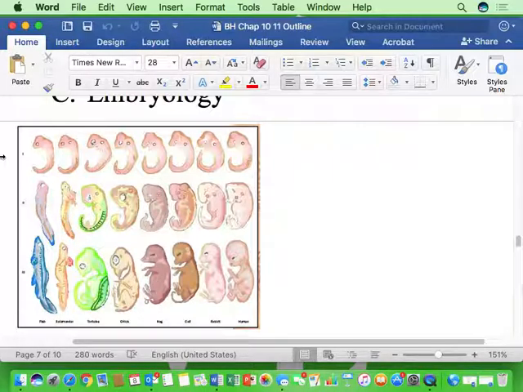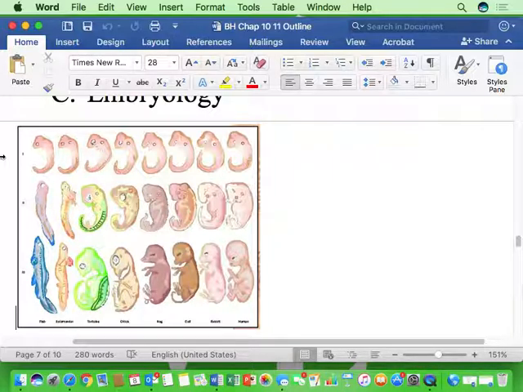Did you get it? I got it. This one on the far right is a human, rabbit, cat, hog, a chick, tortoise, salamander, and a fish. What's the green one? Tortoise. Don't you see the shell? Okay, close enough.